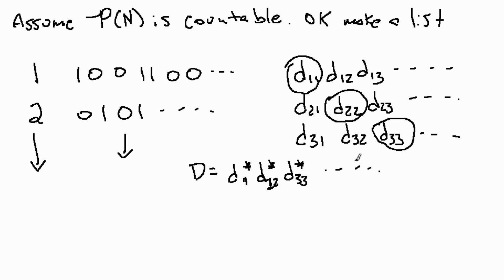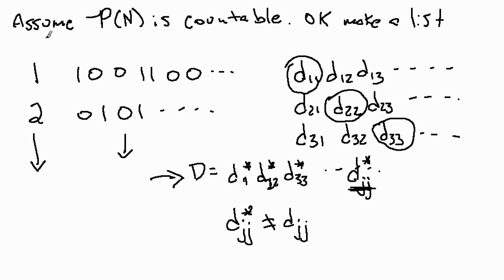And I go, but wait a second. We have a number over here, DJJ star. And by definition, this number was chosen such that DJJ star doesn't equal DJJ. Therefore, this number right here is not in the list, and we have a contradiction. So the conclusion is that P of N is not countable.